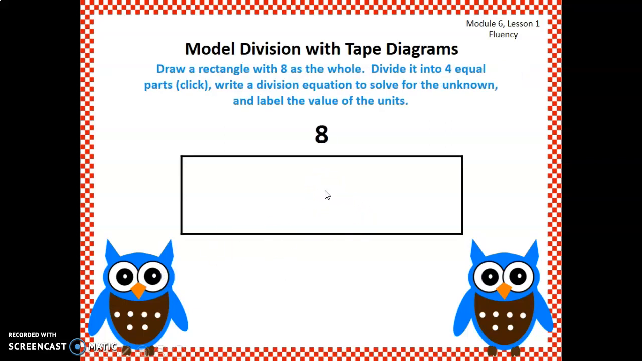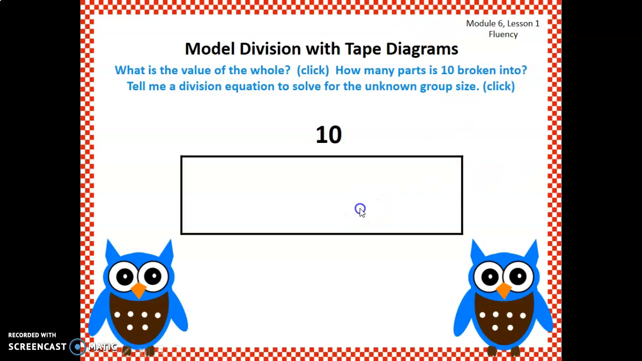8 is the whole, divided into 4 equal parts, and write a division equation to solve for the unknown. 8 is the whole, so we start with that. 8 divided by 1, 2, 3, 4. 8 divided by 4 equals, let's count by 4s to get to 8. 4, 8. Oh, that only took 2, so 8 divided by 4 is 2.